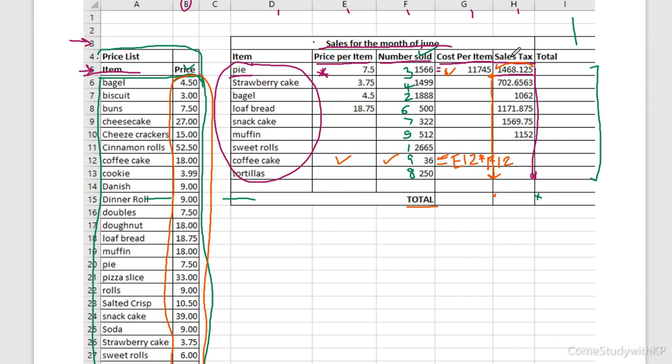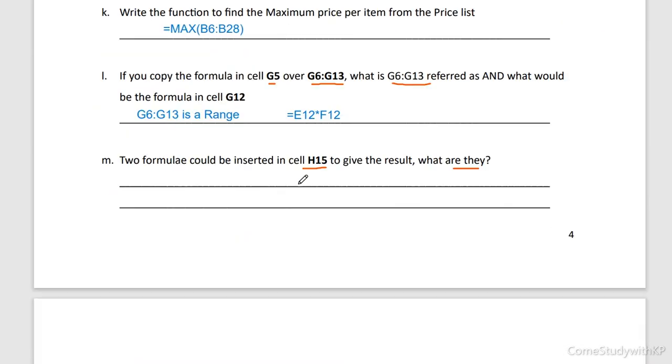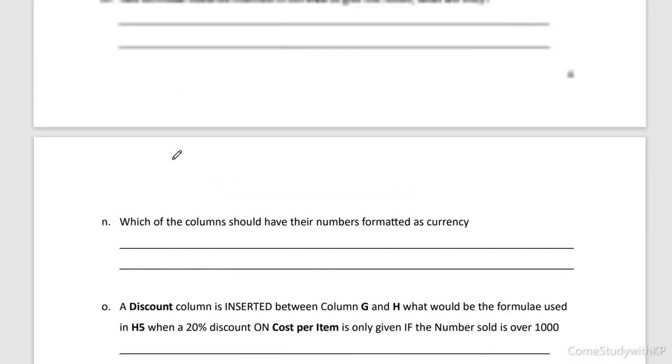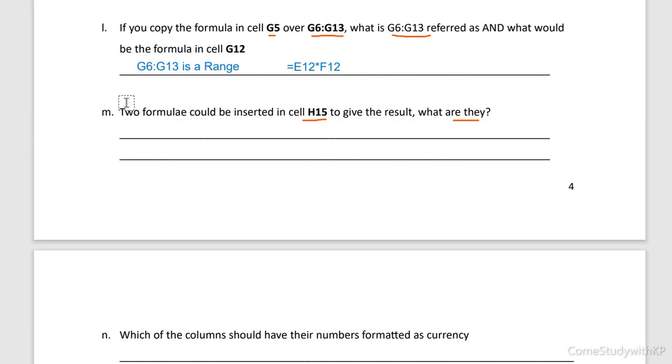So we'll be adding what is in sales tax, and sales tax goes from H5. So we'll go from H5 to H13, right? So we're adding H5 to H13. So one way to do that, we could use the sum function. So we're going from H5 to H13.